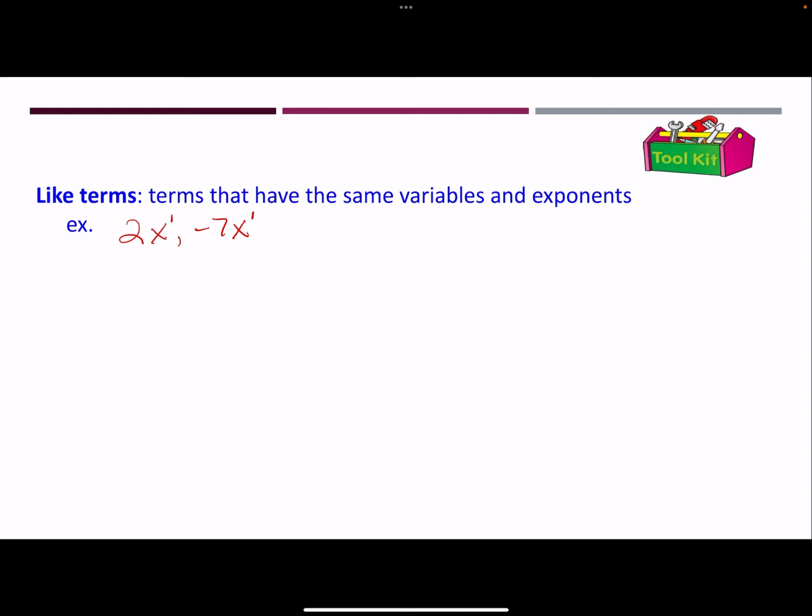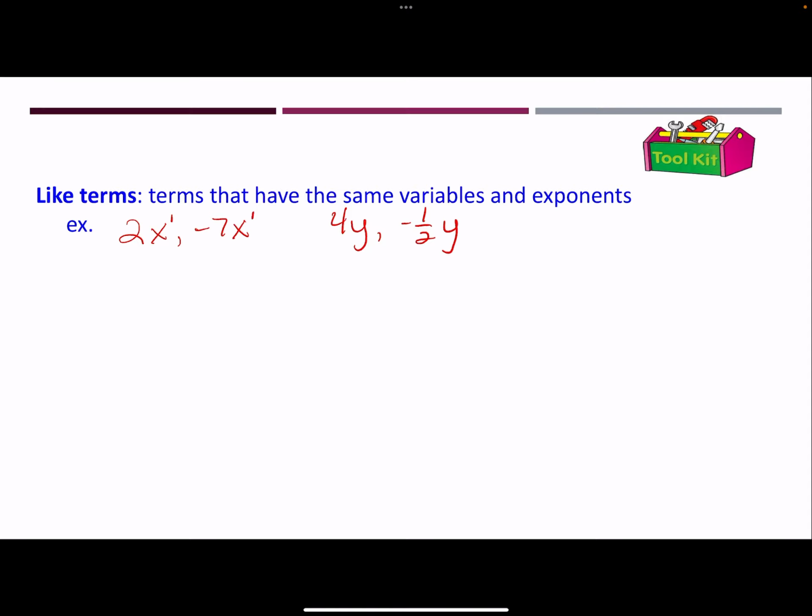So let me give you another example. 4y and how about like negative a half y? The variables are both y. They're both really y to the first, even though that exponent of 1 is invisible. The negative 1/2, the coefficients, they don't matter.